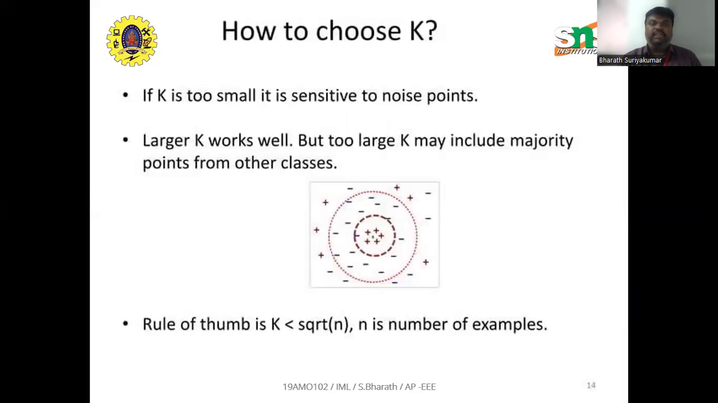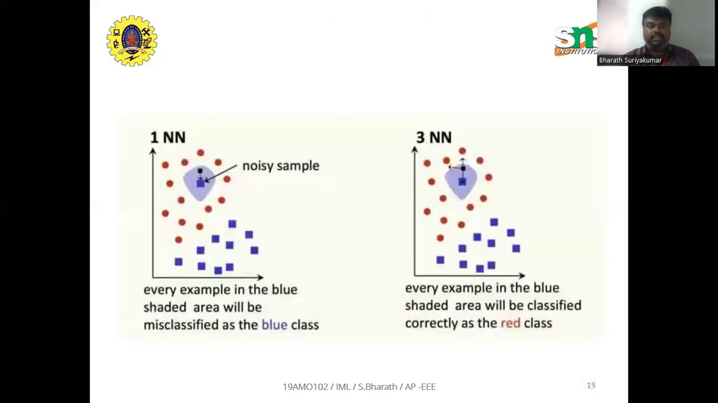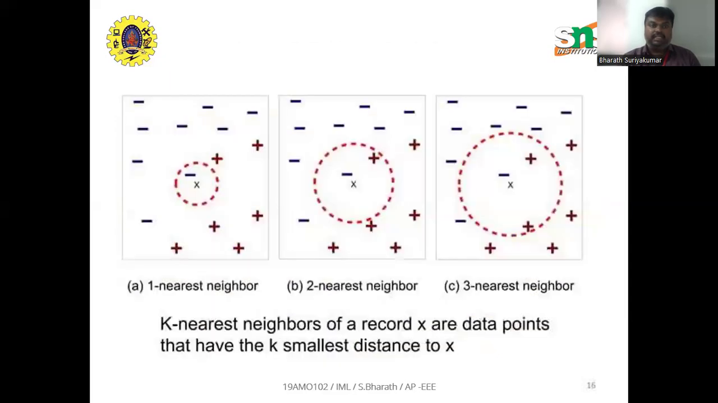How to choose k? If k is too small, it is sensitive to noise points. A larger k works well, but too large a k may include majority points from other classes. The rule of thumb is k less than the square root of n, where n is the number of examples. For 1-NN versus 3-NN, here is a noisy sample, and here it is a good output. Every example in the blue shaded area will be misclassified as the blue class. Every example in the blue shaded area will be classified correctly as the red class.